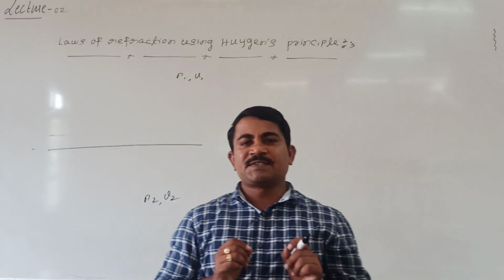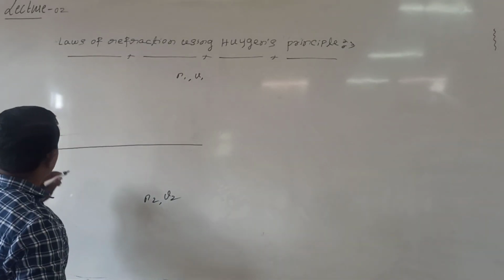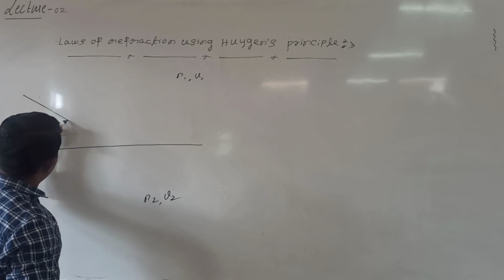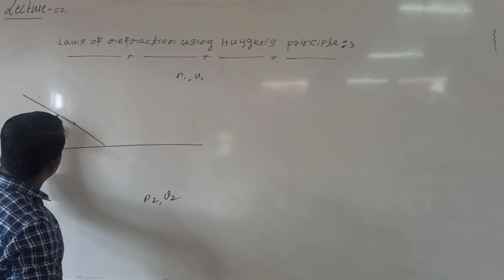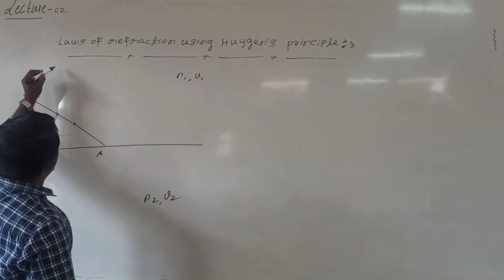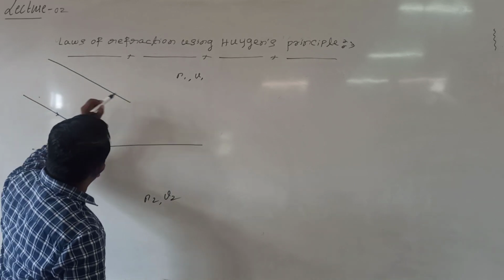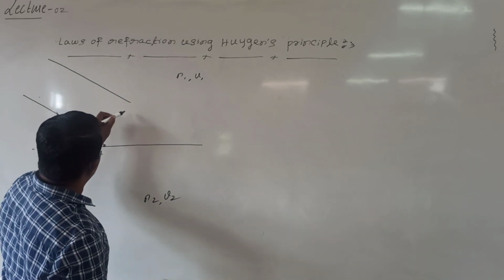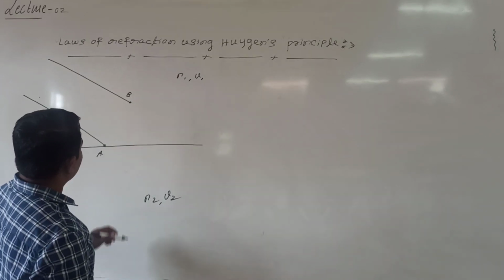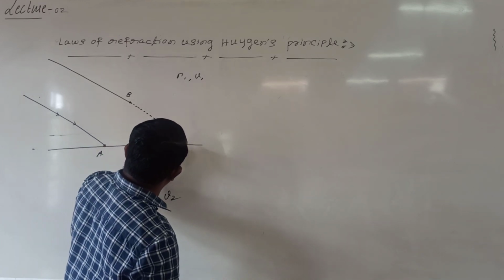Now consider rays of light incident on the surface. This is one ray of light incident at this point, say at point A. Now consider the second ray of light. If this ray is coming at point A, then the second ray must be coming at point B. See here. This ray of light extended, it comes like this.